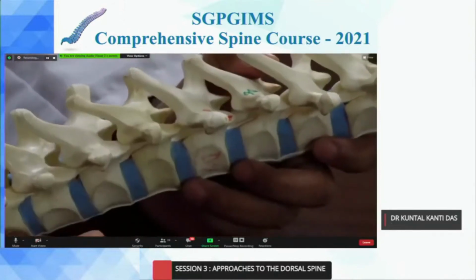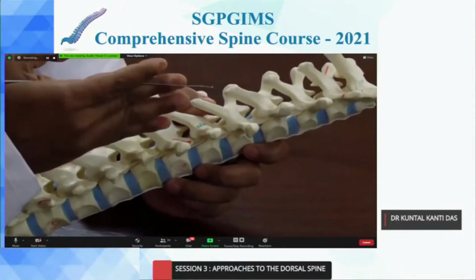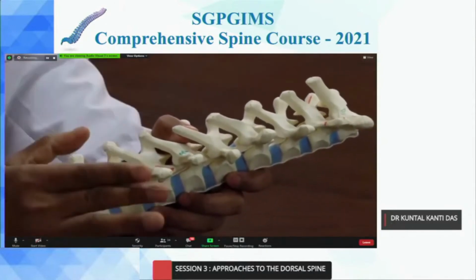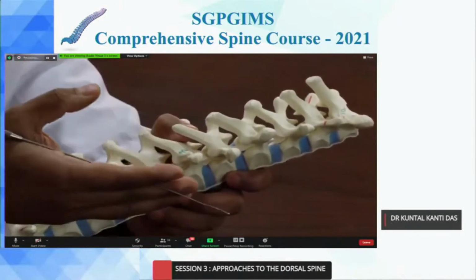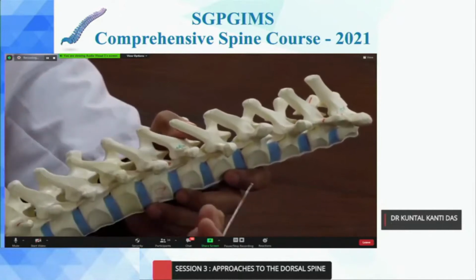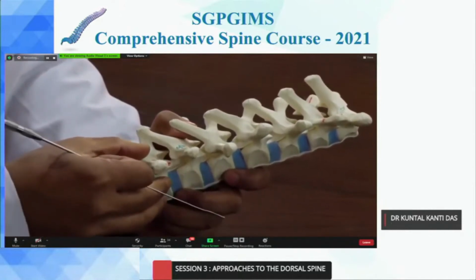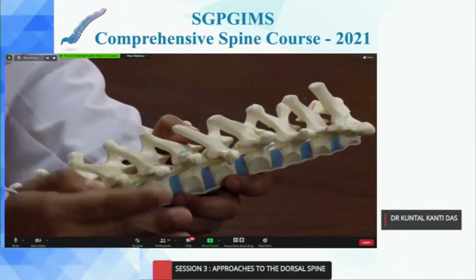Now we come to the paramedian approaches. As we all know, dorsal approach to the vertebral column doesn't give us much exposure ventral to the spinal cord, and there is not much room to retract the cord either. So you need to either go anterolateral through thoracotomy, or you can approach the spine through the posterolateral approach. So there are three posterolateral approaches that you should understand.